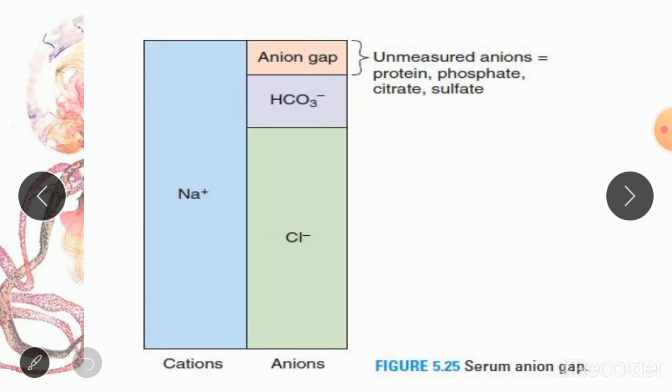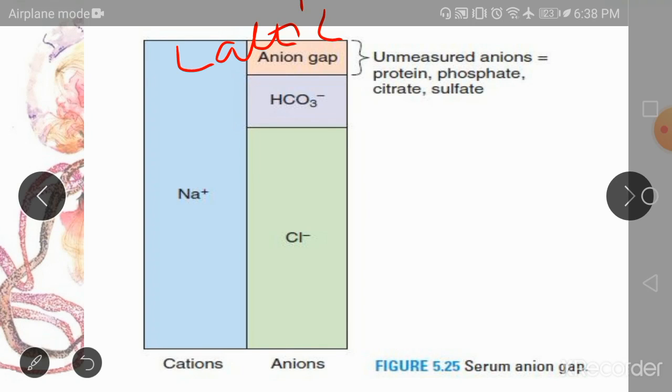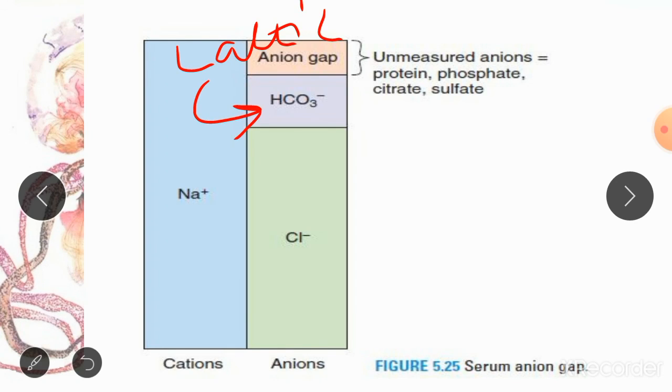What happens is when your unmeasured anions start to increase, especially when there is increased lactic acid, this lactic acid is going to release hydrogen ions, which are going to neutralize your bicarb ions, and your bicarb concentration is going to reduce, and your anion gap is going to increase. And when your anion gap is increased, this means that the acidosis is not due primarily to reduced bicarbs, but it is because of increased hydrogen ions, which can be due to increased lactic acid formation or due to increased sulfuric acid or other kinds of acids.